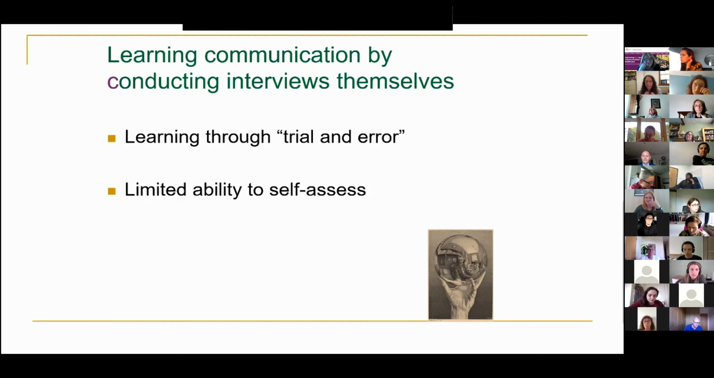And so the ability to just look in the mirror and see who you are and say, oh, I'm good at interviewing, or I'm not good at interviewing, I have effective communication. Actually, we're really limited in our ability to do that. No fault of our own.